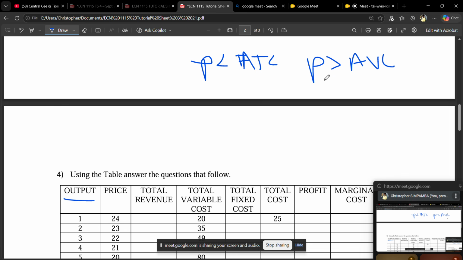Now, if we change this condition so that price is not greater than average variable cost, we put it like this: price is less than average total cost and price is also less than average variable cost. The firm will probably shut down. It can't stay in business because it is making losses and it is unable to cover any costs.